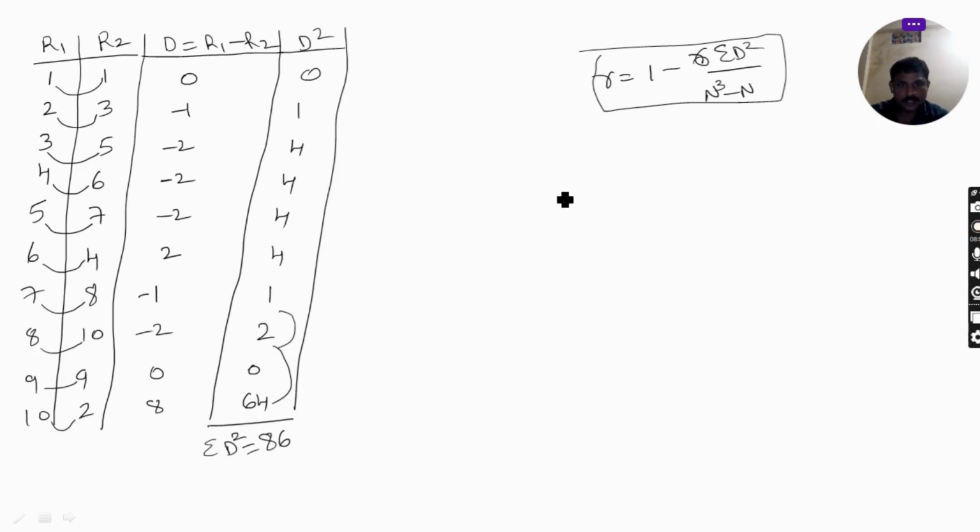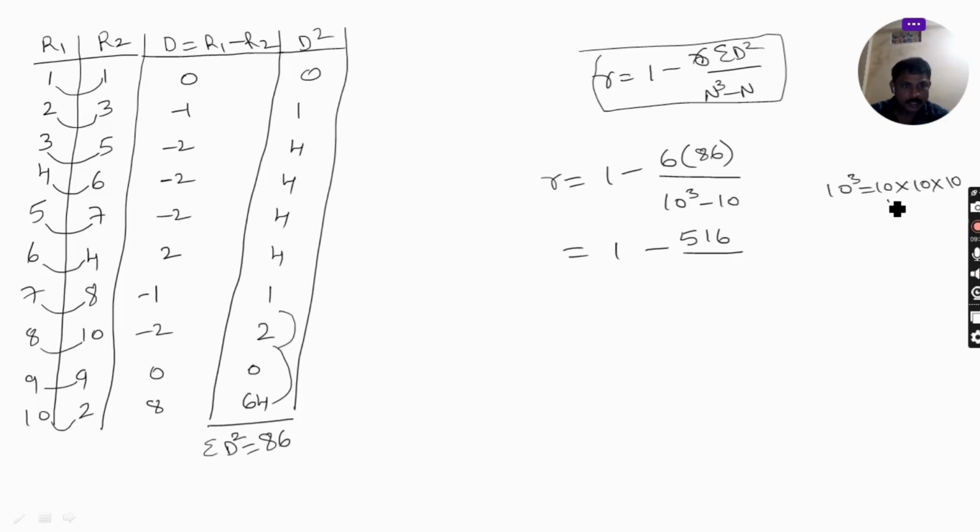Okay. Now substitute these values in the formula. So R is equal to 1 minus 6 into 86, divided by n cube minus n. How many observations are there? 10 observations are there, so 10 cube minus 10. So R is equal to 1 minus 6 into 86, which is 516, divided by 10 cube, which is 10 into 10 into 10, that is 1000. So 1000 minus 10.